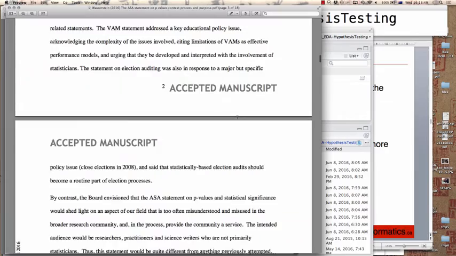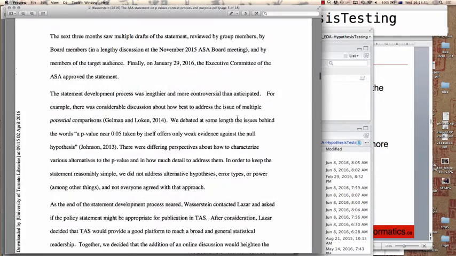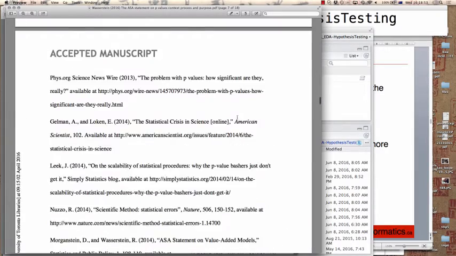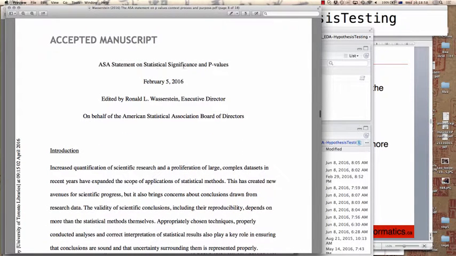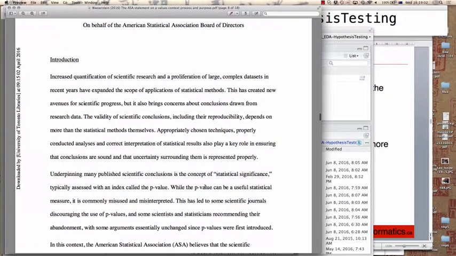So this is a nice discussion, but it also, of course, contains the actual recommendations, the ASA statement on statistical significance and p-values, which is quite readable, makes for great background reading.